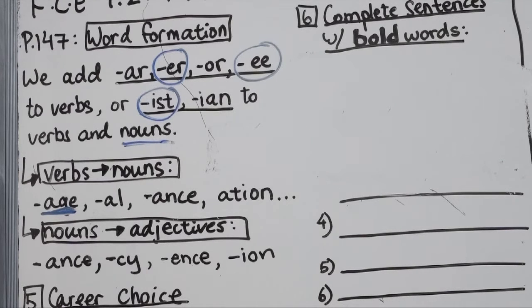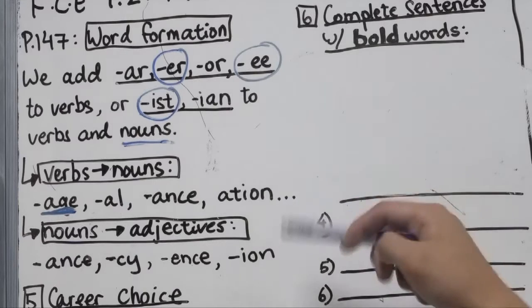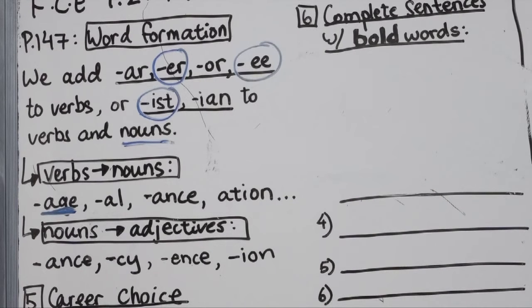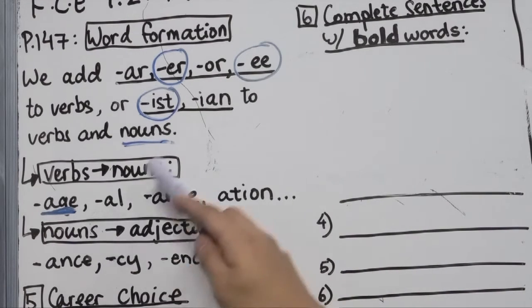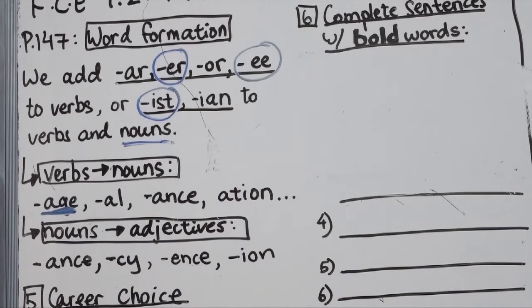I-N-E-S-S, I-T-Y, M-E-N-T, T-Y-N-Y. Now you can see from the two tables that a lot of them have something in common. The endings have something in common. Now, a lot of students think, since we have A-N-C-E and A-N-C-E here, it's just all nouns, right? That is not the case.